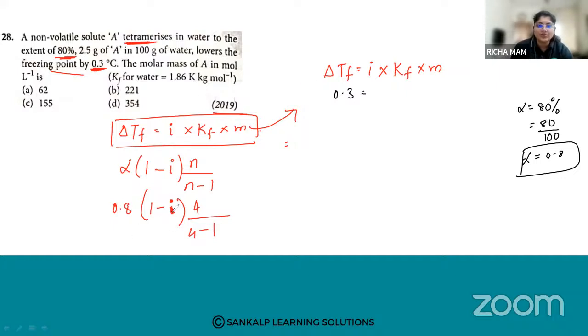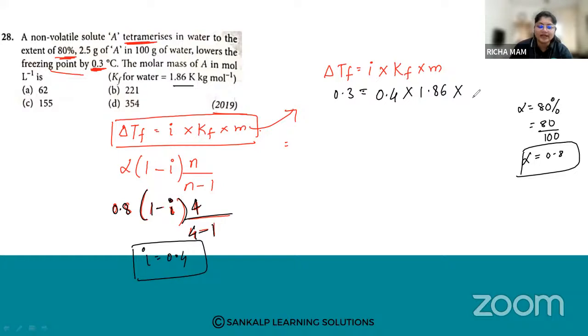So from this, we are going to find the value of i from the above. So 0.8 into 1 minus i, 4 by 3. If you solve this, I'm going to get the value of i that comes to 0.4. So solve and see. So we got the alpha value, we got the i value. Now what is the i value here? So 0.4 into Kf is 1.86.